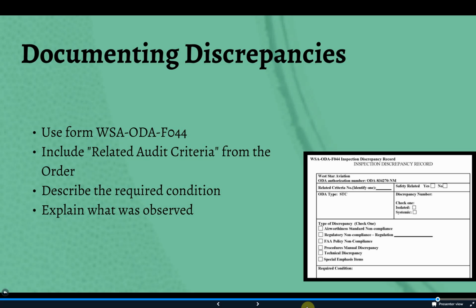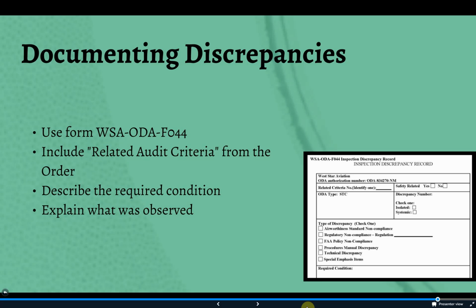Mark the type of discrepancy, remembering that a regulatory noncompliance is when the ODA hasn't followed the procedures manual. This is the most common type of discrepancy in most ODA audits. The others are defined in Order 8100.15. An airworthiness standard noncompliance is where some data was approved erroneously. This is sometimes hard to differentiate from a technical discrepancy, which is when something is technically incorrect but still compliant with an airworthiness standard. FAA policy noncompliance means the available guidance wasn't used properly, and a procedures manual discrepancy comes from an inadequate process that doesn't meet requirements or is ineffective.